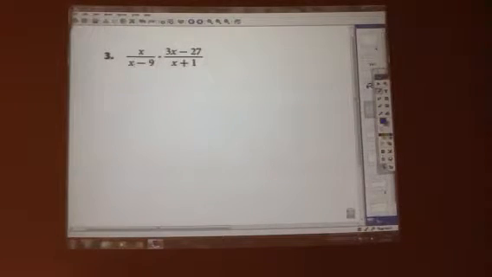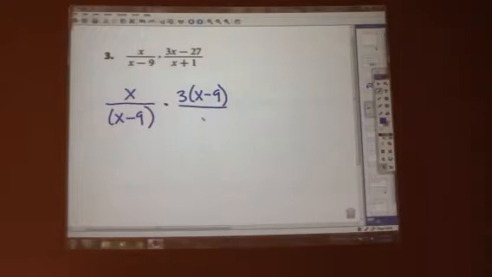Alright, let's factor. The numerator here on the left side doesn't factor. What about the denominator? Doesn't factor. And it sticks together. On the right side, what about the numerator? Take out a 3, which will leave you x minus 9. Denominator? Doesn't factor. x plus 1.